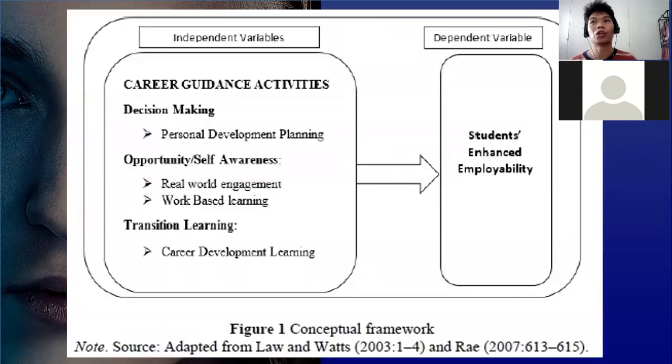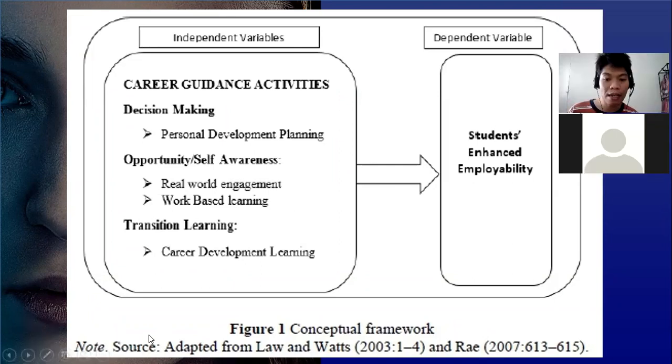Diba, independent variable, ito yung variable na pwede mo makontrol sa study ninyo or pwede nyo manipulate. Sa dependent variable, ito namang type of variable can be influenced by the independent variable, and you're going to measure if these two variables have significant relationship. Kaya ito, halimbawa, this study shows that gusto ma-determine if meron bang influence yung career guidance activities sa students' enhanced employability. So this study wanted to investigate if it can influence the employability of the students.